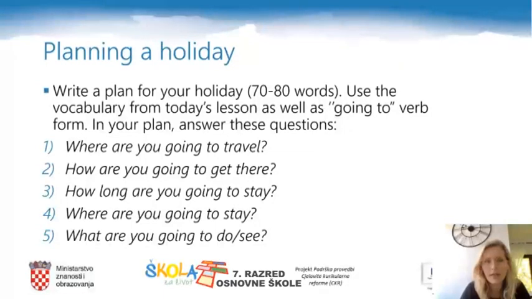Your task for the end of today's lesson is to write a plan for your summer holiday. You have to write 70 to 80 words. You have to use the vocabulary from today's lesson, as well as the going to verb form. In your plan, you have to answer these 5 questions. Where are you going to travel? How are you going to get there? How long are you going to stay? Where are you going to stay? And what are you going to do or see?